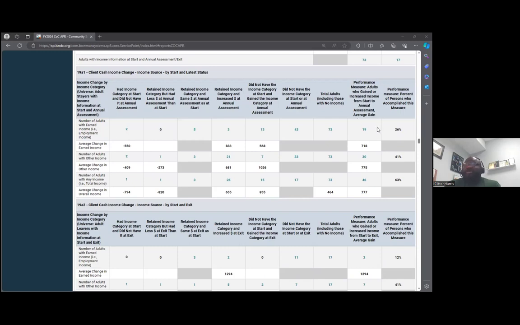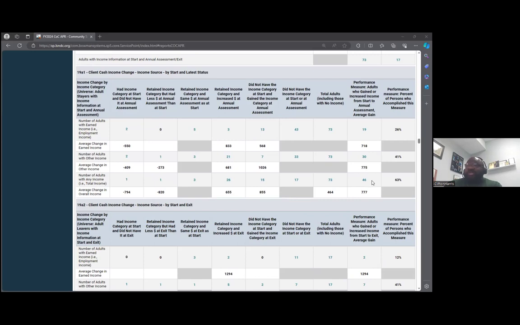which actually shows the performance measure of adults who gained or increased income from start to annual assessment and from start to exit. Okay. So this is the income table that the performance is graded on. And what happens is you get the total number of adults and then a percentage of how many of these adults received an increase in their income. So the top one is for earned income. Then there's the other income, which is like Social Security and fixed income. And then you have a total of both of those together, right?